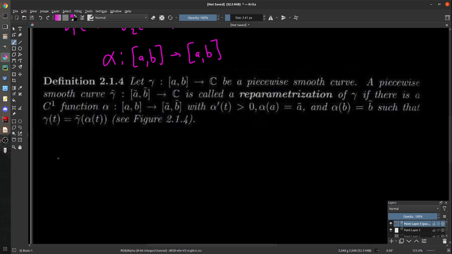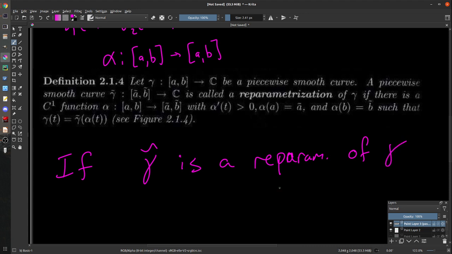And the only reason that this is worth mentioning, and the only reason that you might care, is that this can make our lives much easier. Namely, this is a fact: if gamma tilde is a reparameterization of gamma, then the contour integral about gamma of f is equal to the contour integral about gamma tilde of f.